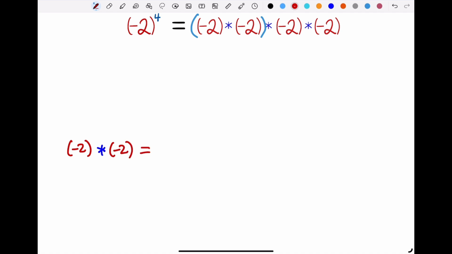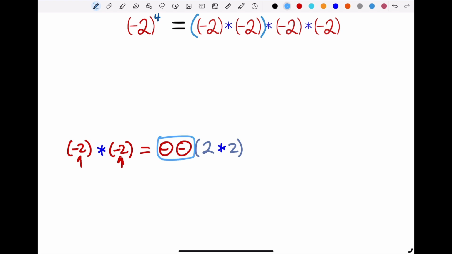Since we have a negative 2, we're going to take out a negative sign. And since we have another negative 2, we'll take out another negative sign. Then we're going to multiply 2 times 2 separately. Since we have 2 negatives here, that means we have the same sign, and that means our answer is going to be positive. And we know that 2 times 2 equals 4. So putting this all together, our final answer is positive 4.